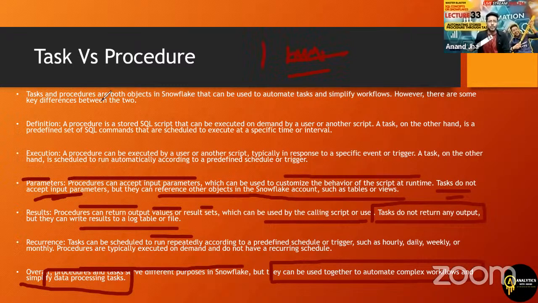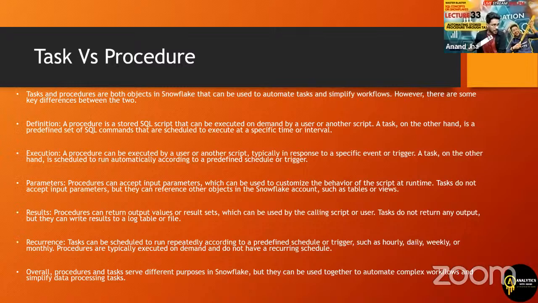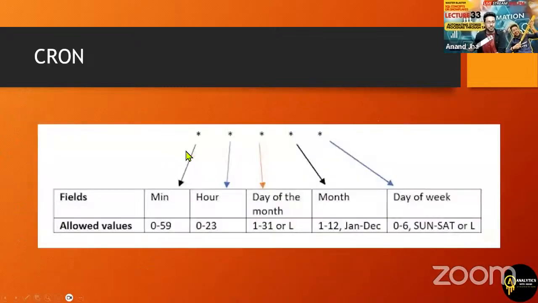Now, I was showing you something. I was talking about the format of the schedule. This is the format of the schedule. There will be an attribute called schedule where you'll give 1 minute, 1 day, 5 days or 6 days, whatever you want. That is called a cron expression. Understand this, because I'll be using it in the code.